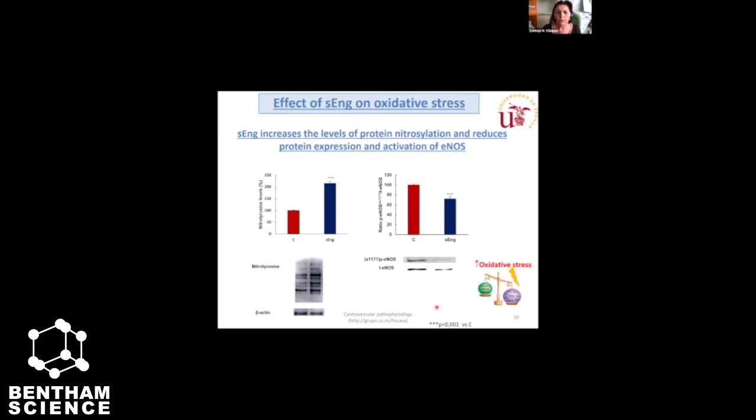In addition, we measured the levels of nitrotyrosine protein and the gene expression and activation of eNOS, and we found that soluble endoglin increases the levels of protein nitrosylation and reduces protein expression and activation of eNOS. As you know, both parameters are very important as biomarkers of oxidative stress.